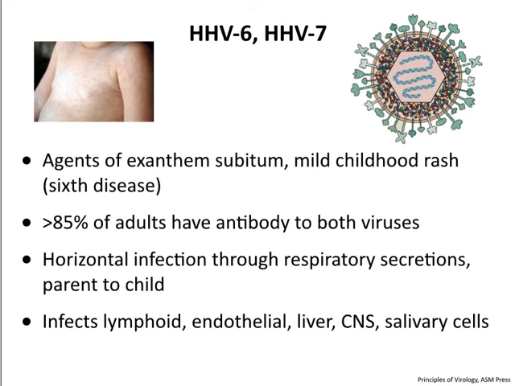We've talked about everybody. Again, 85% or more adults are seropositive, have been infected. And typically, you get infected through respiratory secretions, parent to child. So at or shortly after birth, you're kissing your child and you're shedding virus, you're giving your child the gift of herpes virus infections. It infects a number of cell types: lymphoid cells, endothelial, liver, CNS, and salivary cells. So there's potential for this being shed at various parts of the body.